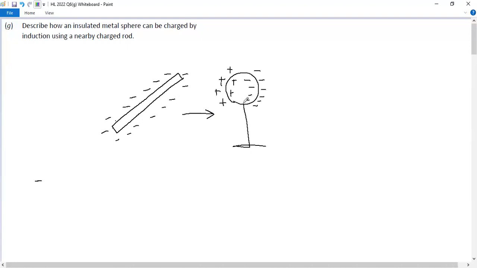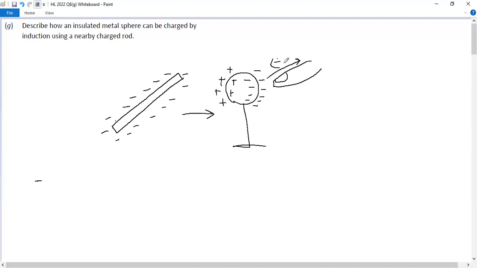So what you do, you keep your rod close for the moment, then you earth your sphere. You earth your sphere by touching it with your finger, so it basically has a connection through you to earth. So touch the sphere with your finger. The negative charge on the sphere goes to earth. The negative charge flows out through you.